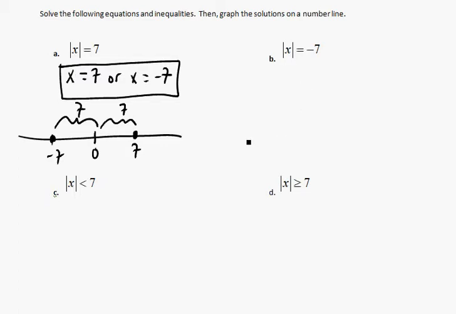Now, in B, we want to find the numbers that are a distance of negative 7 from 0 on the number line. Well, in fact, there are no such numbers. Since a distance has to be positive, there is no number that's a distance of negative 7 away from 0 on the number line. So this equation has no solution.